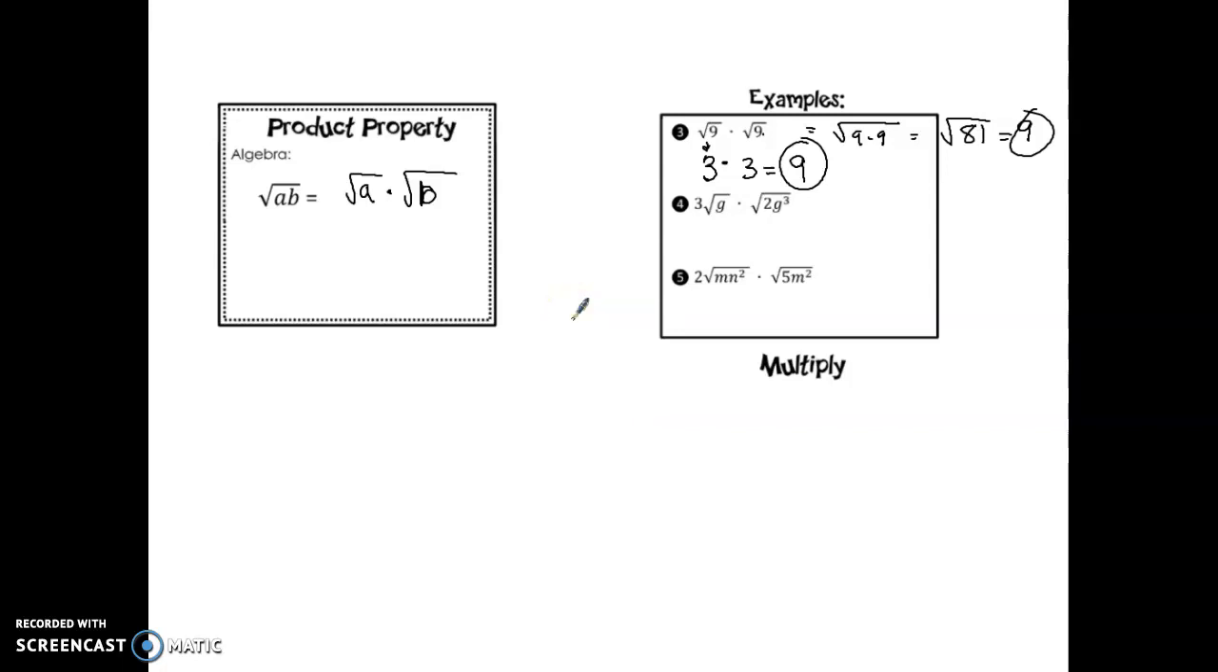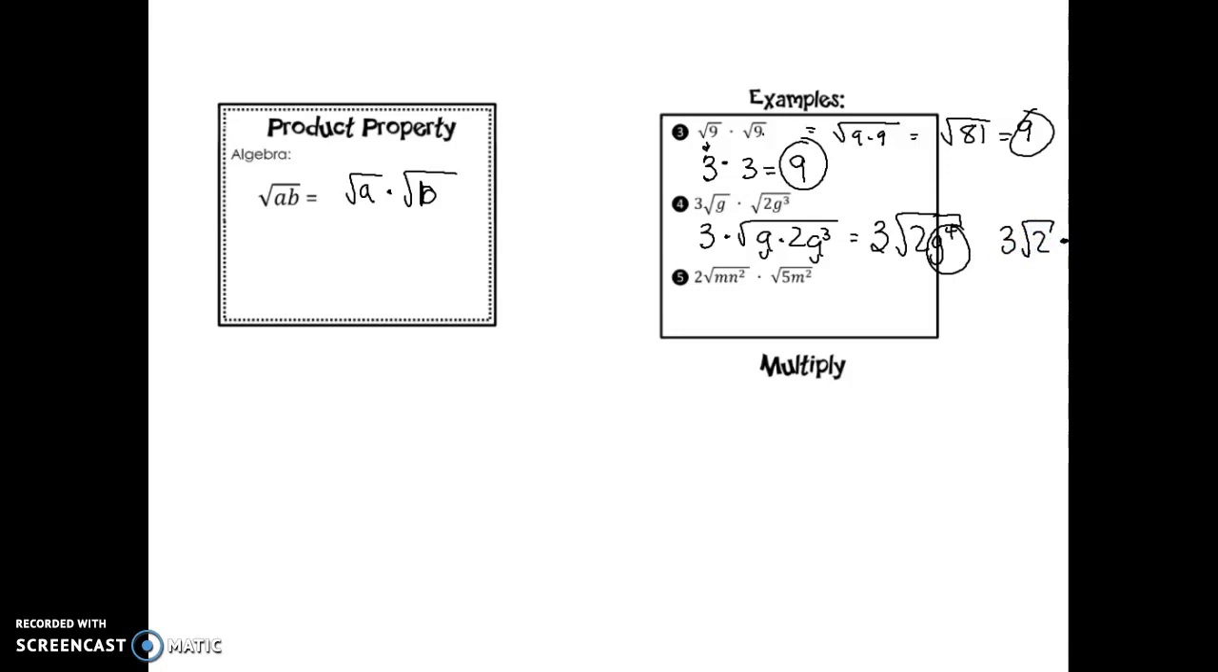Okay, so the next equation that they want you to simplify: these are all under the square root. So the square root of 3g times the square root of 2g cubed. Because they're both under the square root, we can put them under one square root. So we could rewrite this as the root of 3 times 2g to the 4th. Hopefully you recognize you could take the square root of g to the 4th.